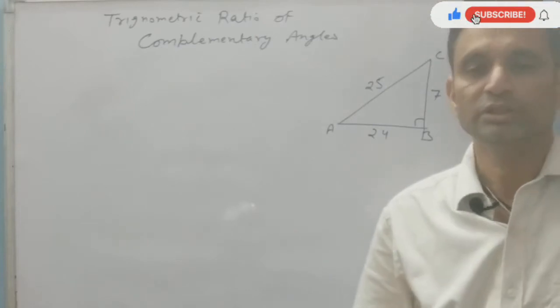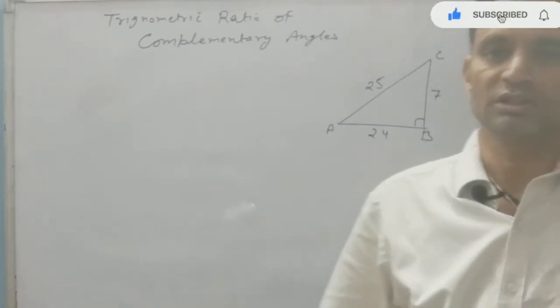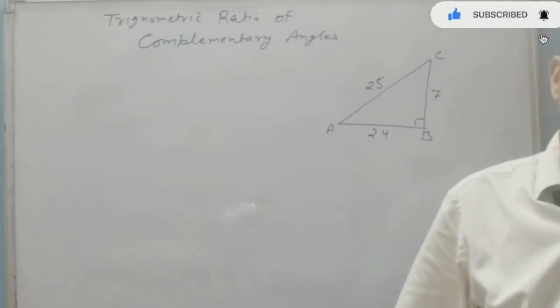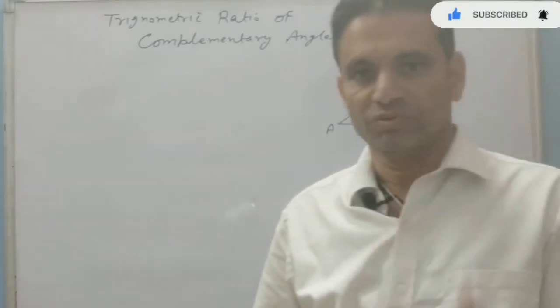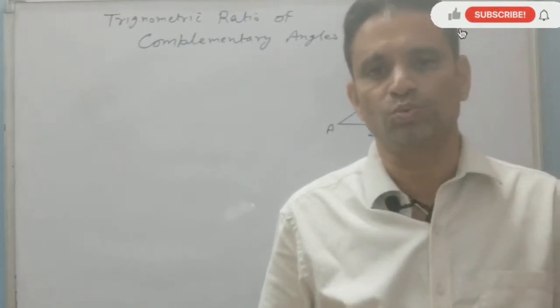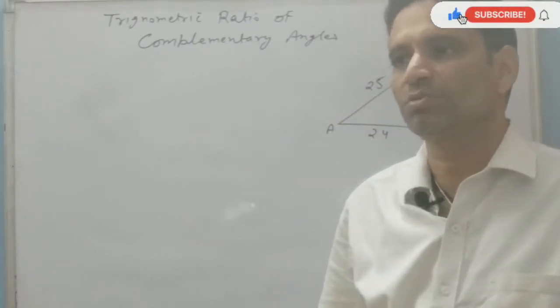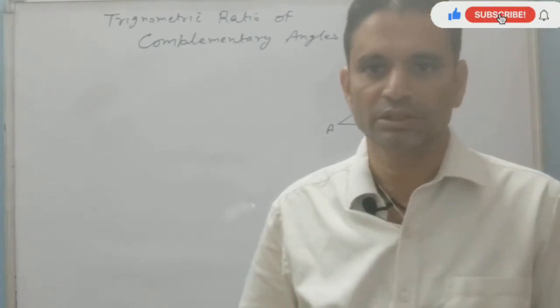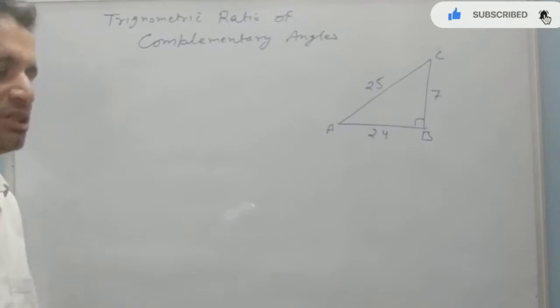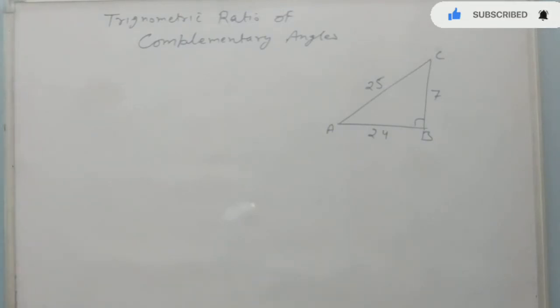Good morning students. Today we are going to discuss exercise 8.3, trigonometric ratios of complementary angles. Before discussing it, I will explain how these complementary angles are related to each other. For this I have taken an example. Let's suppose there is a right-angled triangle at B, with the sides 7, 24 and 25 respectively.